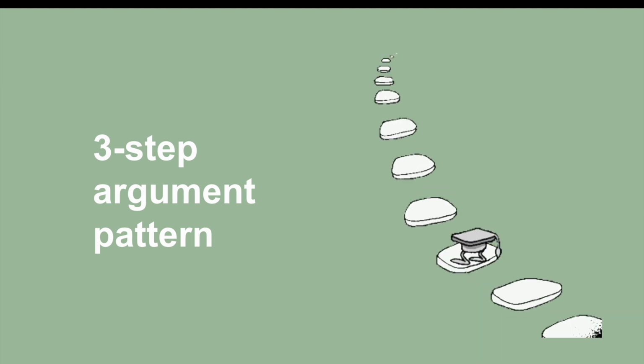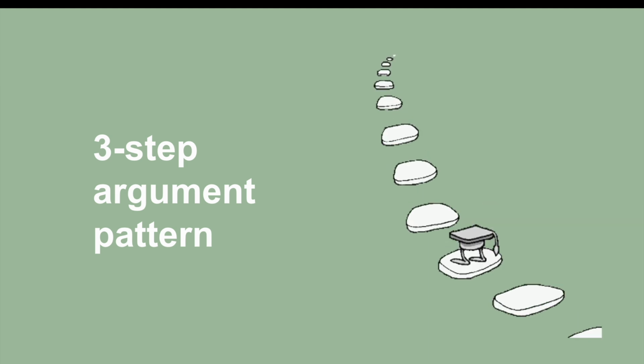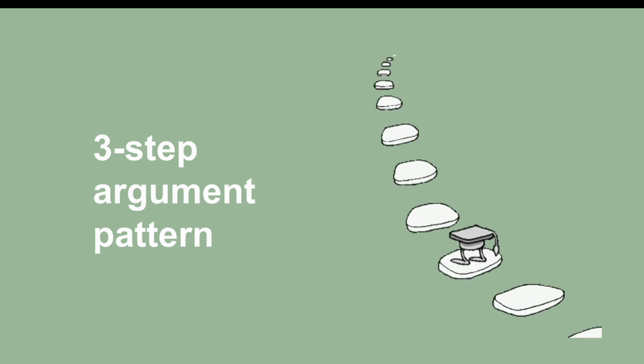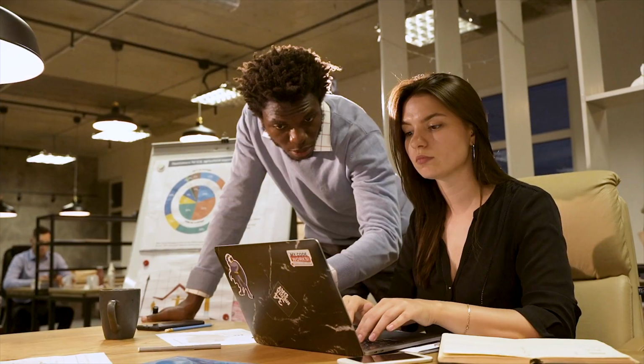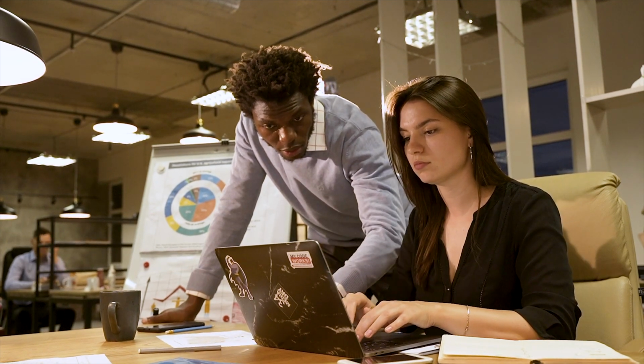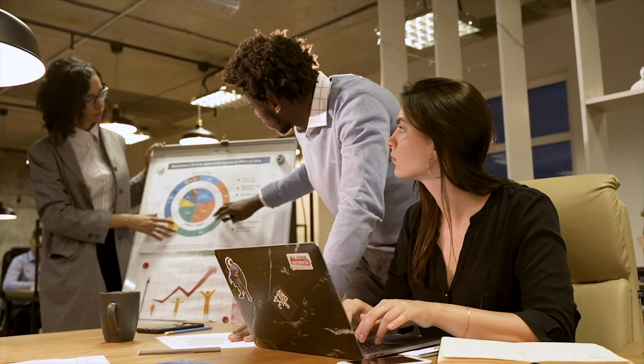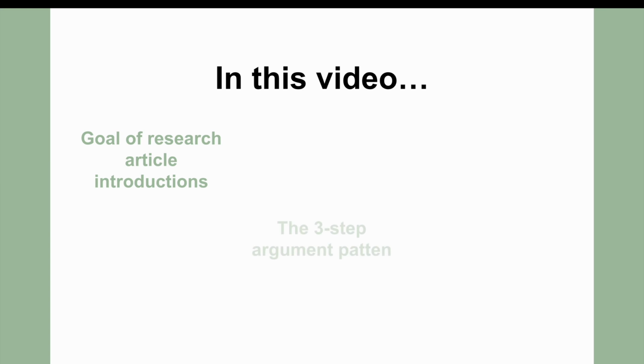Did you know nearly all published articles in engineering follow the same three-step argument pattern in the introduction? It's true. We will teach you the common structure of introductions so that your paper stands out to peer reviewers and journal editors. In this video, we begin by explaining the goal of an introduction section in a research article. Then we will break down the three-step pattern and show examples of the pattern in published articles.